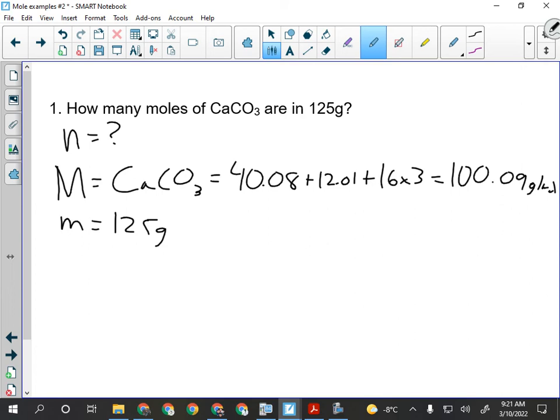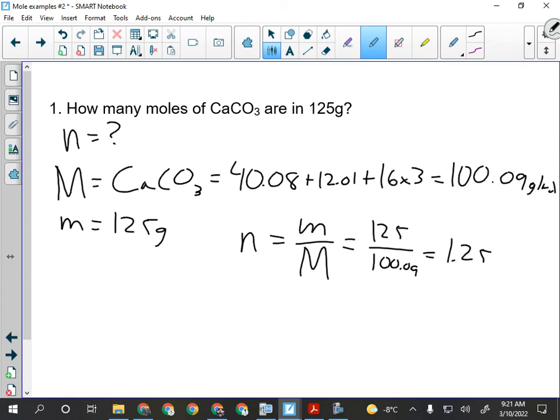So I've got big M, I've got little m. I don't have to do anything to that formula. I just need to plug in the numbers and solve for n. So that'll be 125 divided by 100.09, which gives me 1.25 moles. That's my final answer. Questions on number 1?